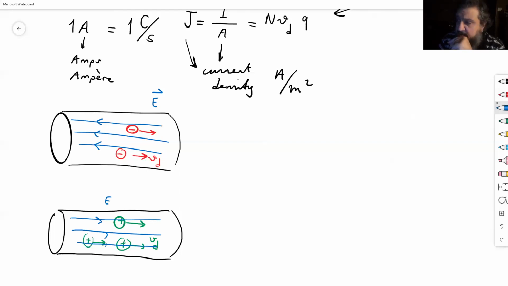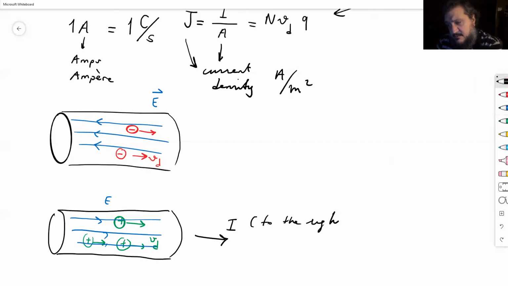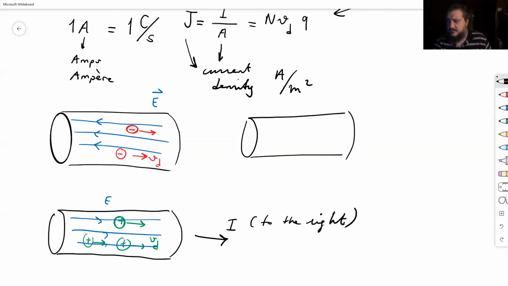Okay, so I'm going to call the direction of the current also to the right in this case, I to the right. Now, this differs from the first case because the electric field was to the left. Okay, now what if I have an electric field to the right? What if I don't change the direction of the electric field? It's still to the right, as in this case.